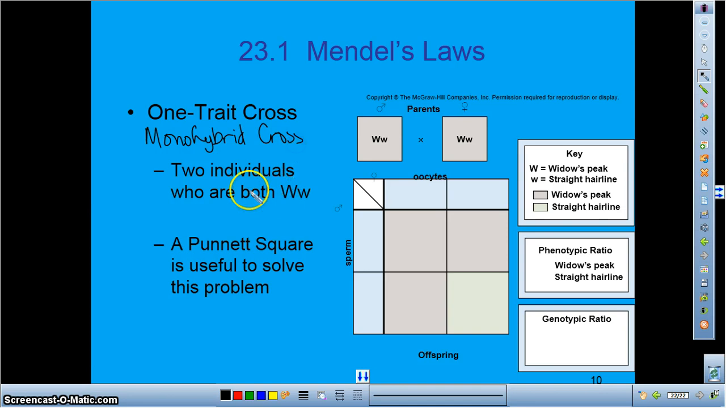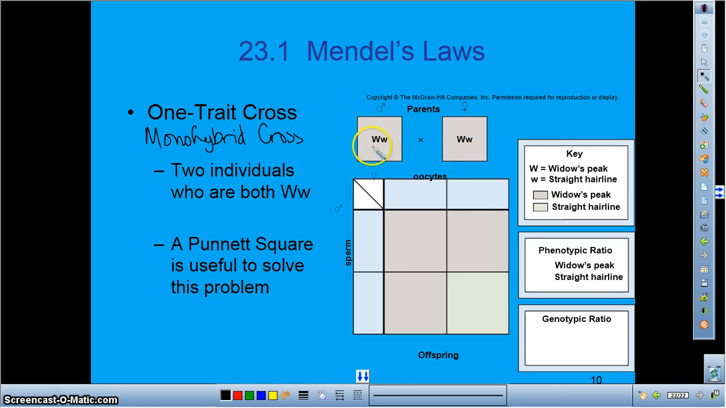So two individuals are both big W, little w. So this is information that's already given. So here's the dad and here's the mom. And we're going to use a Punnett square to determine what the possibilities for their offspring are. Because they're not both homozygous dominant, we can't automatically tell what it is.